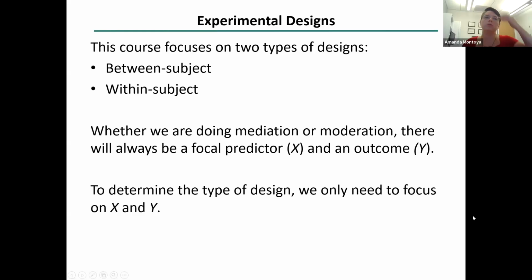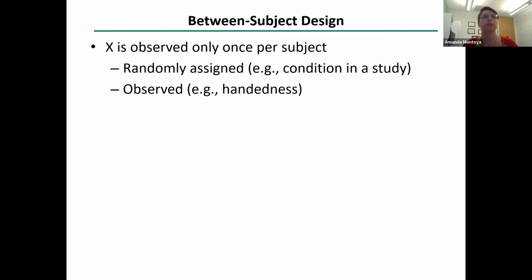So to determine the type of design, we're only going to focus on X and Y. And then as we get into thinking about mediation and moderation, we'll integrate this into our framework. So in a between subjects design, our focal predictor X is observed only once per subject.